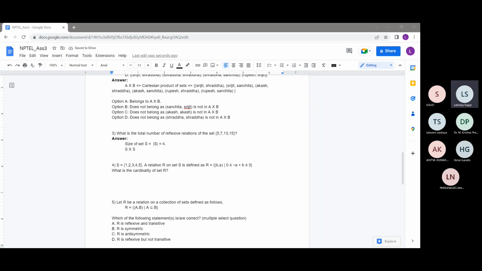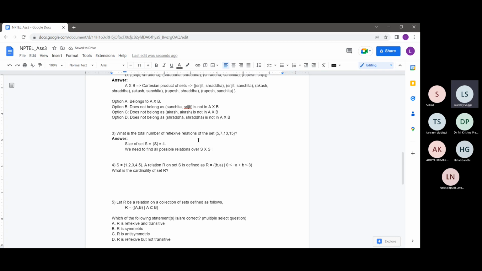Aditya has written the answer to the part, which I think is correct. Yes, it is correct. Aditya, your answer is correct, but still I'll discuss it so that everyone can understand why it is the case. So basically the number of reflexive relations of this set, we need to find all possible relations over S cross S.